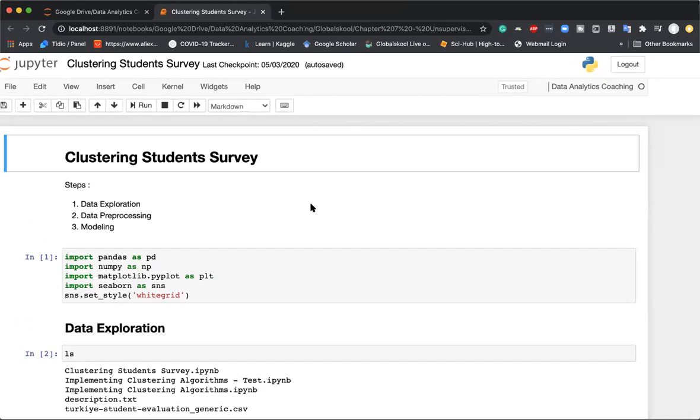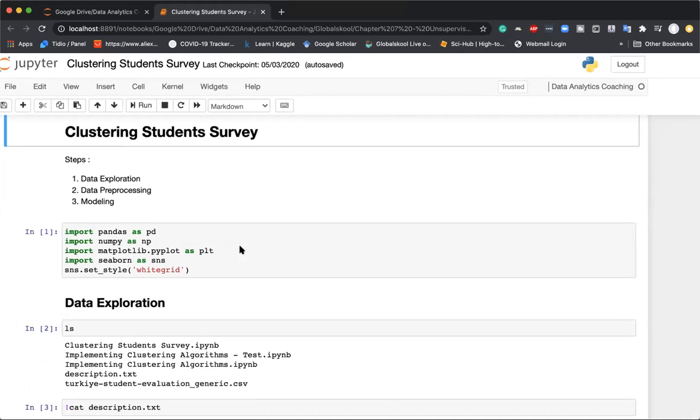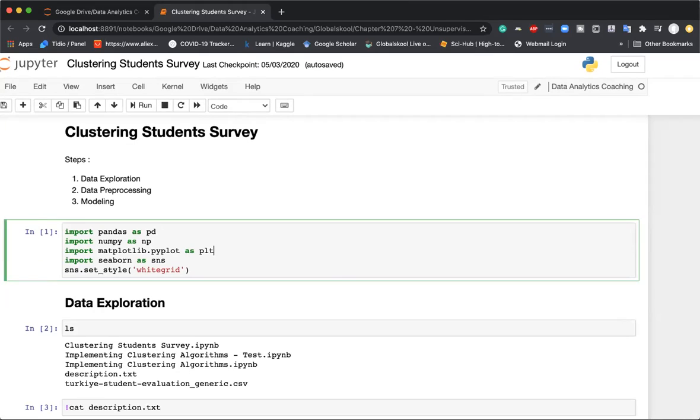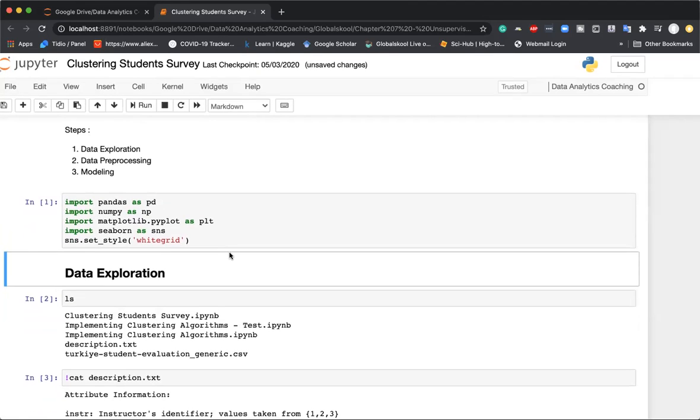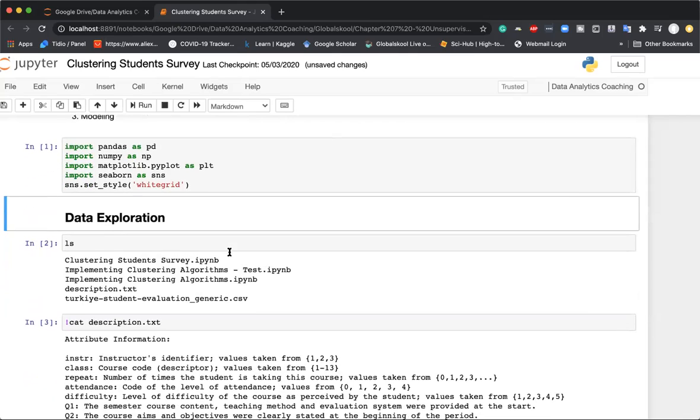So let me go through this notebook and I'll explain what the data is. This is basically student survey data, and we are trying to find out how, by looking at the responses of the students, we can cluster this data together. Let me go to the first few steps. We load all the commonly used packages: pandas, numpy, matplotlib, seaborn, and so on.